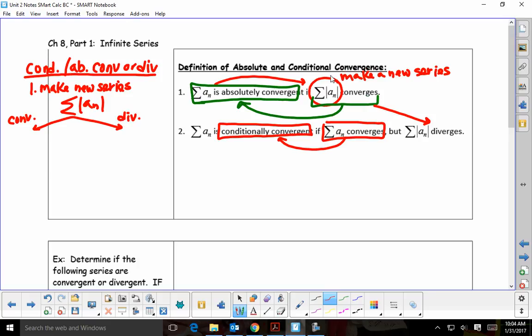If it converges, then your original series is absolutely convergent. So this is our new, this is our original. Okay? If it diverges, then go back to the original.